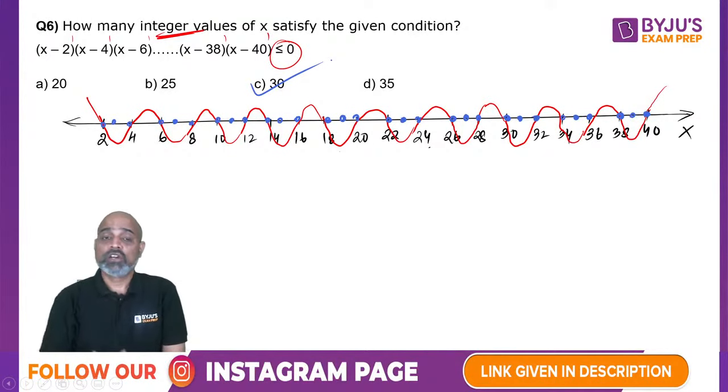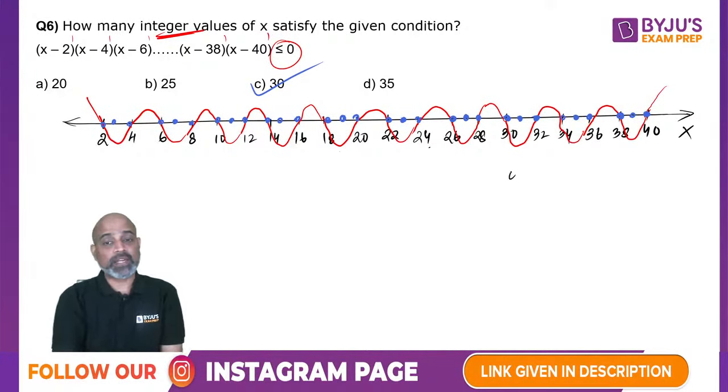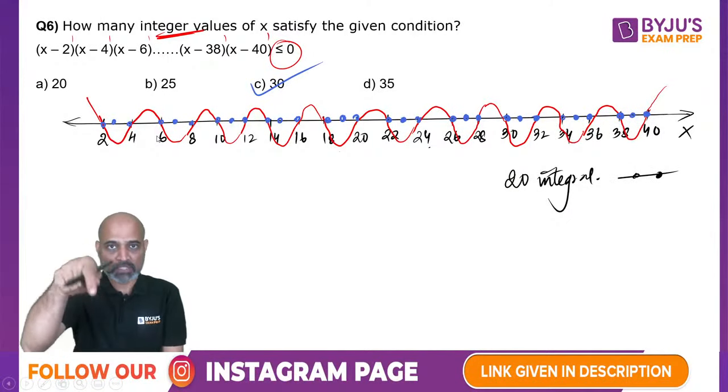Another way to solve this would be, there were 20 integral values where the graph was touching, right? 2, 4, 6, 8, it touches at all of these, doesn't it?